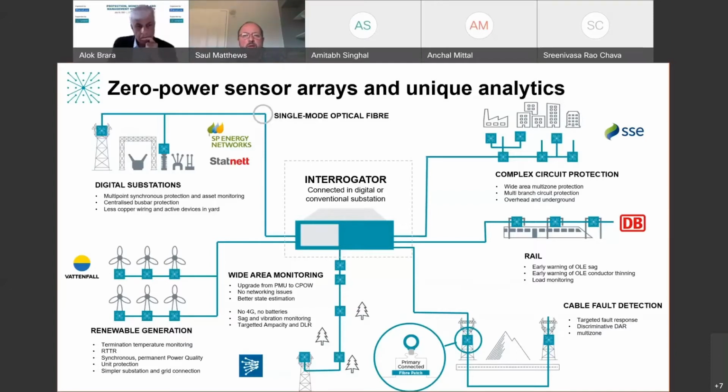So a lot of our work started out with protection applications, but more recently people in offshore wind and also transmission operators and now railway operators have been asking us to apply the technology for condition monitoring.